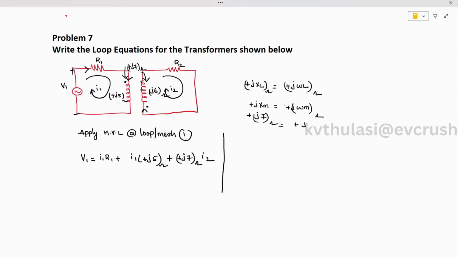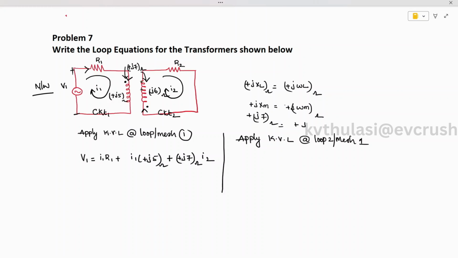Coming to the second equation, here also you try to apply KVL. Apply KVL at loop 2. So loop 2 is also called mesh 2. Loop or mesh, both are the same. And directly I can say that this is one isolated circuit, this is one isolated circuit. So this is called electrical circuit 1, this is called electrical circuit 2. When more than 2 electrical circuits are there, I can call it an electrical network.